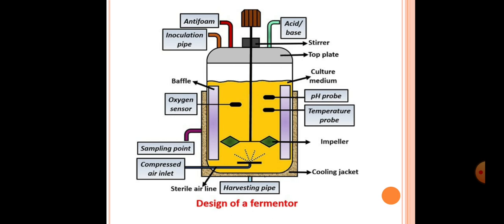It consists of a pH probe and a temperature probe in order to detect pH and temperature. It also has an oxygen sensor. It has a sampling point wherein we can collect the samples from the fermenter. It consists of a compressed air inlet so that necessary sterile air is sent into the fermentation media, and it also has a cooling jacket to control the temperature, and it also has a harvesting pipe at the bottom of the fermenter.